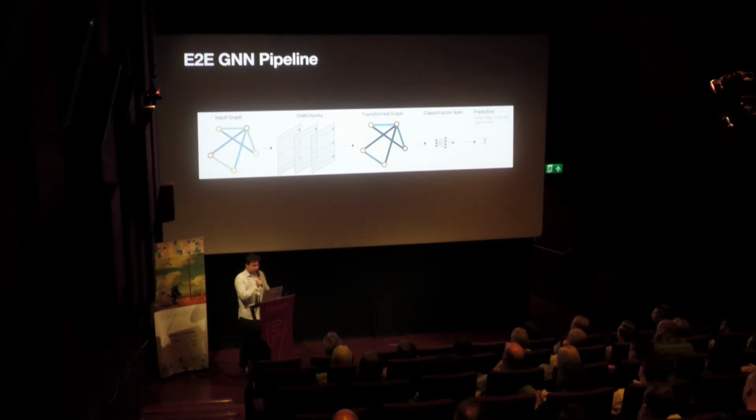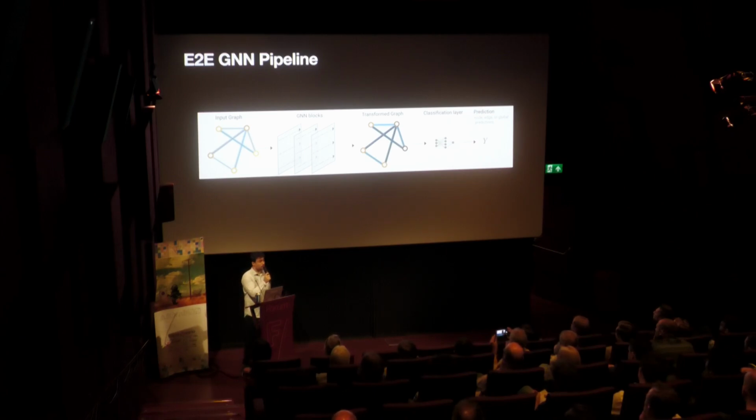So we have this end-to-end GNN pipeline, which is still very simple, where we have this input graph. We have multiple GNN blocks, which are just stacked multi-layer perceptrons, for example, which give us our transformed graph with different feature embeddings for nodes, edges, and the global features. Then we can, for example, put a classification layer there, and we get a prediction: node, edge, or global predictions. And these are very easily scalable to regression tasks or other similar tasks that you want to do.